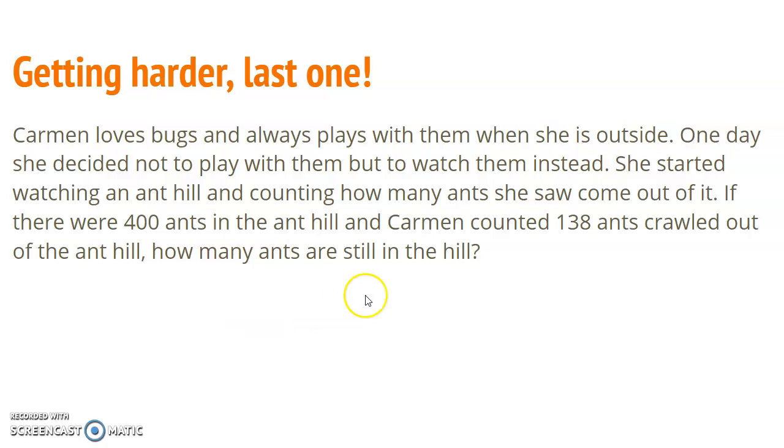All right, let's check your work. So with subtraction problems, we start with the biggest number on top. So your word problem should look like this: 400 minus 138 ants that crawled out of the anthill. So how many ants are still in the hill? 262 ants are still in the anthill. Awesome work, boys and girls, today with completing addition and subtraction word problems.